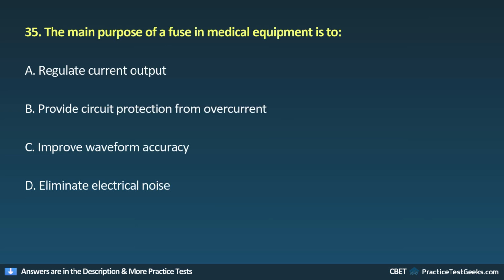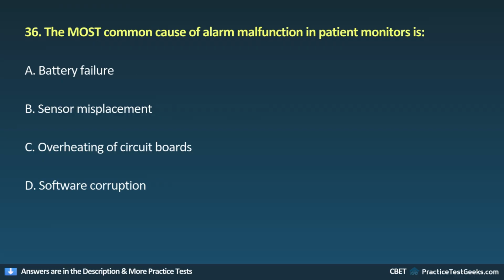35. The main purpose of a fuse in medical equipment is to A. Regulate current output. B. Provide circuit protection from overcurrent. C. Improve waveform accuracy. D. Eliminate electrical noise. 36. The most common cause of alarm malfunction in patient monitors is A. Battery failure. B. Sensor misplacement. C. Overheating of circuit boards. D. Software corruption.